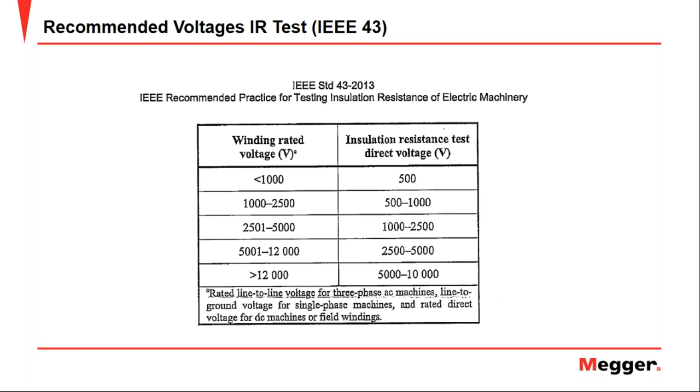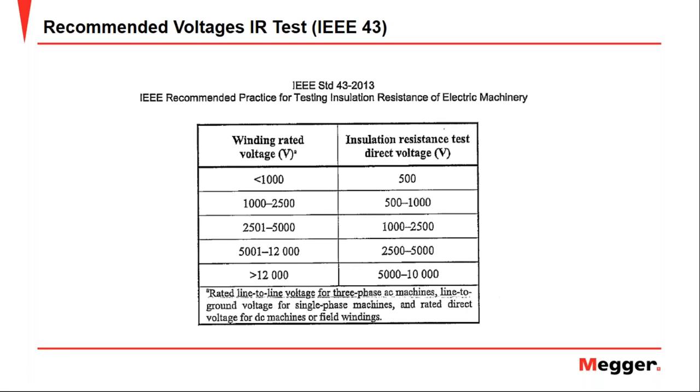Now, above 1000 volts, we don't have a single number. We have a range, so you can select any value within that range. You can select the minimum value, the maximum value, or the average value. It's up to you. The important thing is that the value that you choose is within this range.